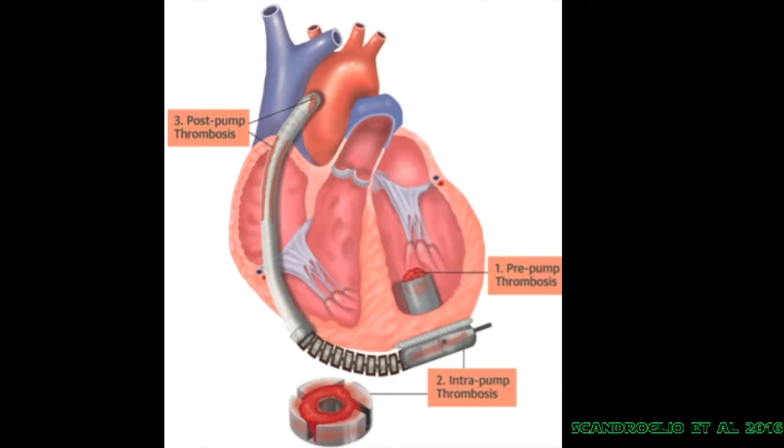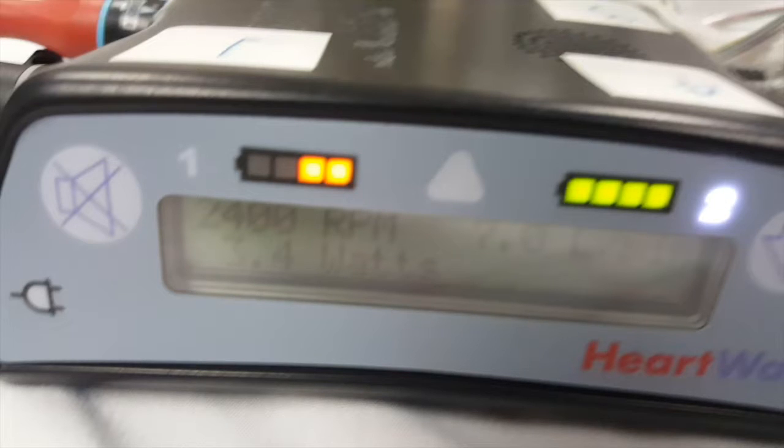Pre-pump thrombosis may be amenable to thrombolysis, while post-pump thromboses may be stented. It's a little difficult to read, but here our initial settings are a power of 3.4 watts and an output of 7 liters. When we simulate a pre-pump thrombosis, both our power and output go down and soon trigger a low flow alarm.